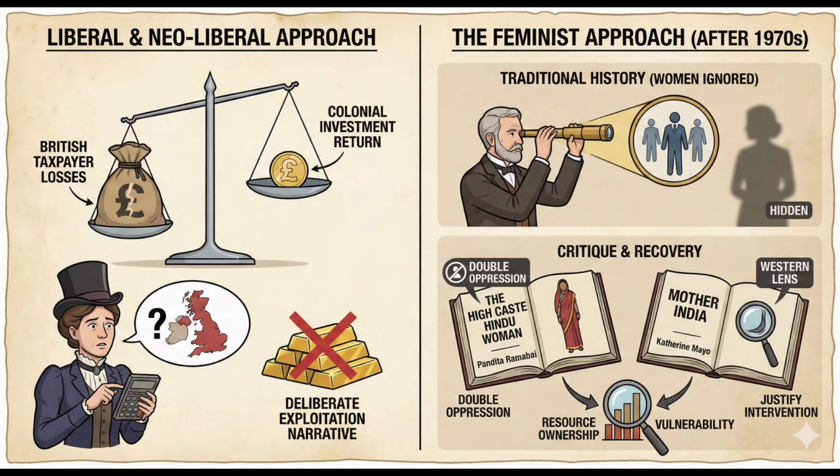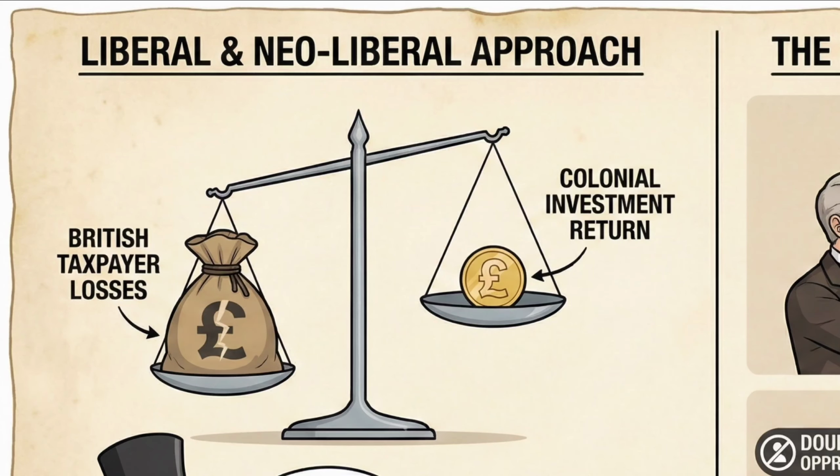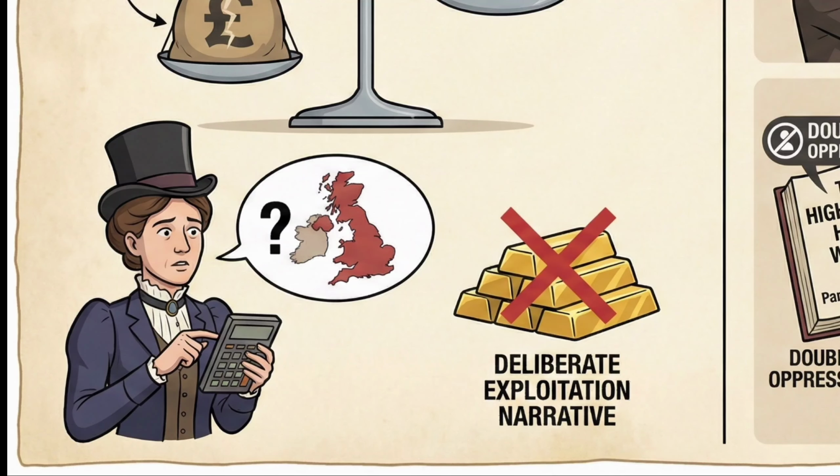3. Liberal and neoliberal approach. Led by figures like Patrick O'Brien, this school questions the economic benefit of the empire. They argue that the British taxpayer actually lost money on the colonies and that investment in India was a bad deal for Britain. This tries to downplay the narrative of deliberate colonial exploitation.